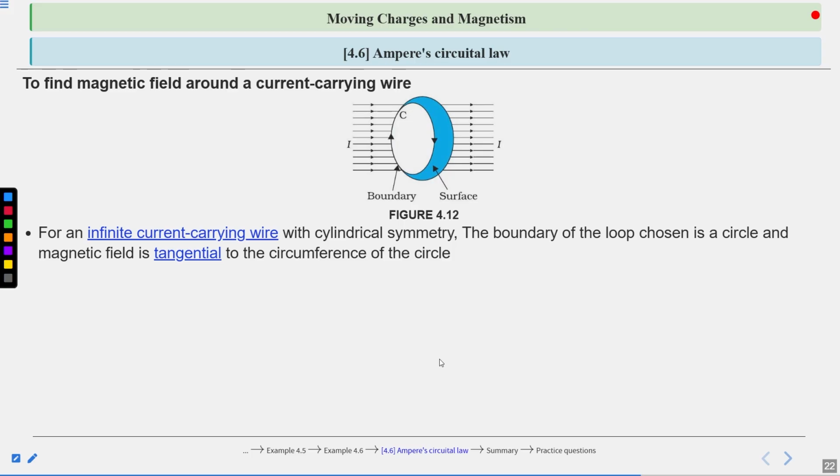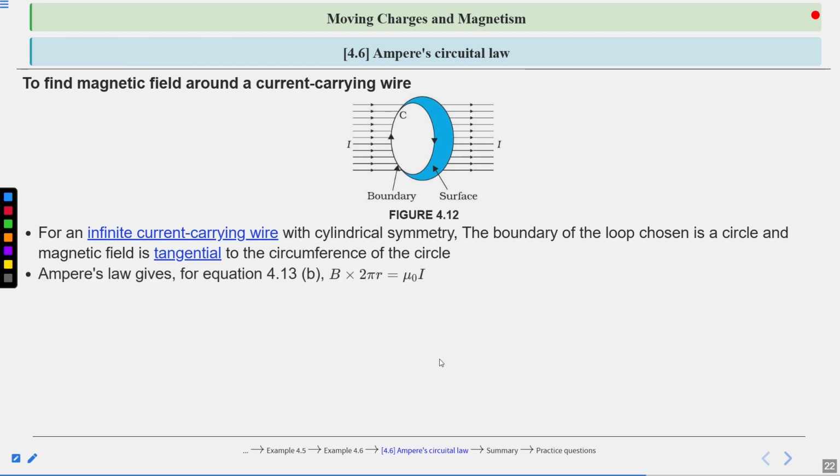Okay, we have considered an infinite current carrying wire with cylindrical symmetry. Now we have considered an Amperian loop in the form of a circle, and the magnetic field is also in the form of concentric circles around this wire. So the magnetic field will be tangential to this Amperian loop.